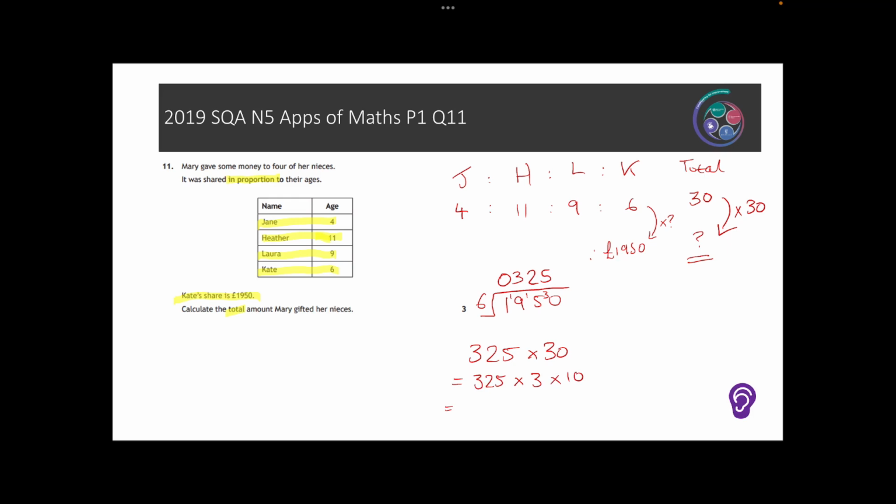So 325 times 3, do that as a column sum. 3 5s are 15, 3 2s are 6, add my 1 is 7, 3 3s are 9. And then I'm doing 975 times by 10. And that's going to give me a total there of £9,750 being shared out amongst everyone.